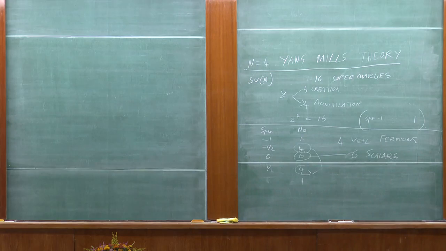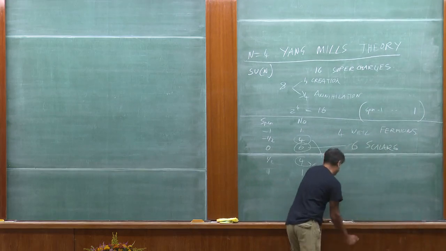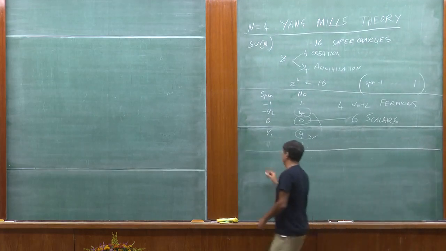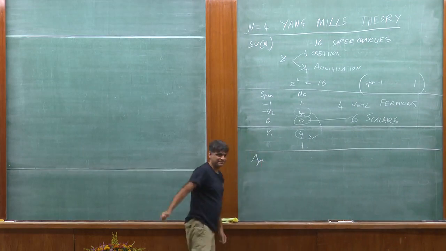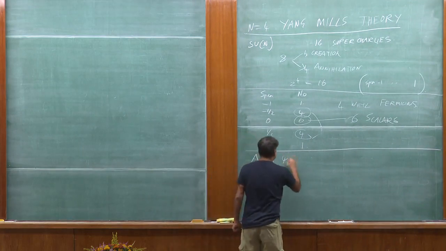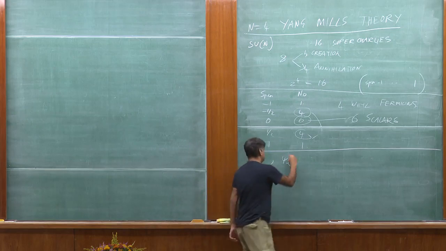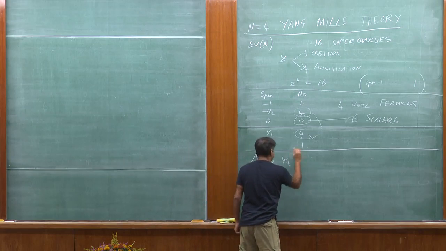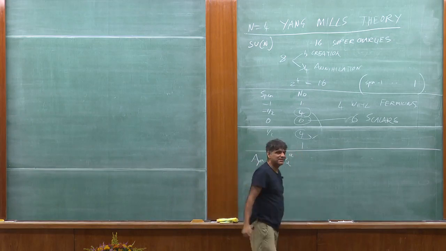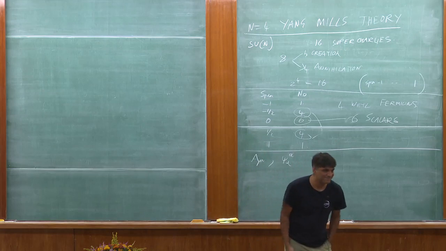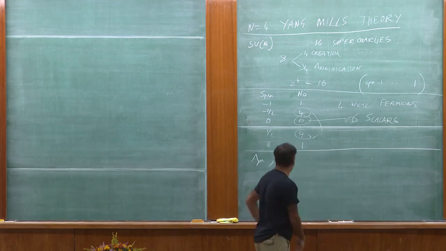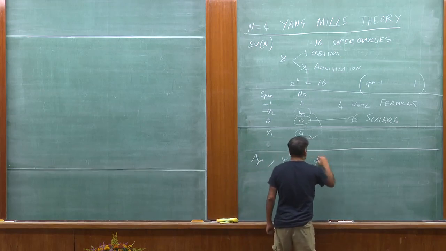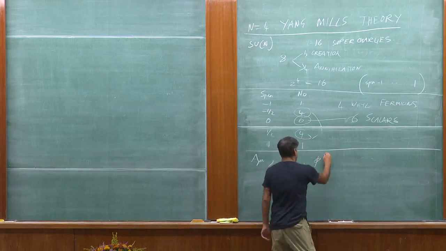Okay. So the field content of the N equals 4 theory is A mu, then there's psi alpha, and I'll put an A here. A runs from 1 to 4. These are complex Weyl fermions. Okay, and then there are phi's, which are real scalar fields, and we have I.